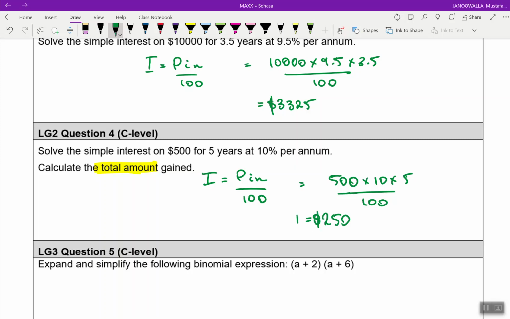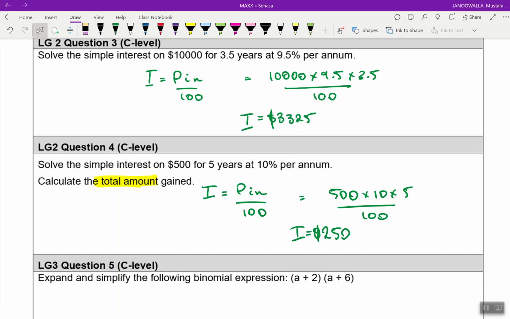But that's not my final answer, because in both these questions we've calculated interest, but in this question 4 that we are doing, it's asking for the total amount. So the total amount is the initial amount, the principal that we had, plus the interest. So we've got 500 plus 250. So 500 was that original amount plus the 250 that we just calculated as our interest. So the total amount is $750.